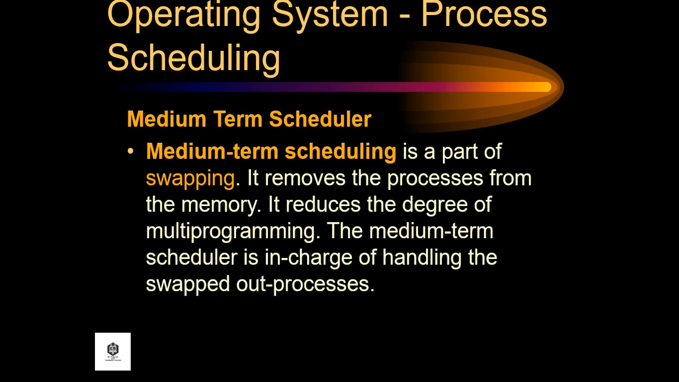And last is the medium-term scheduler. Medium-term scheduling is a part of swapping. It removes the processes from the memory. It reduces the degree of multiprogramming. The medium-term scheduler is in charge of handling the swapped-out processes.